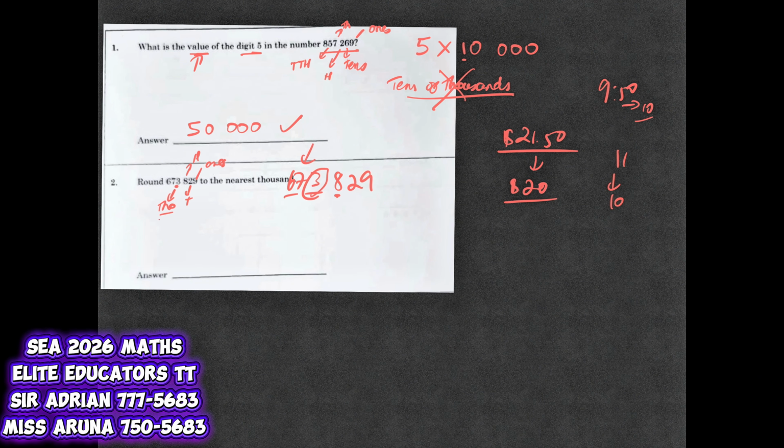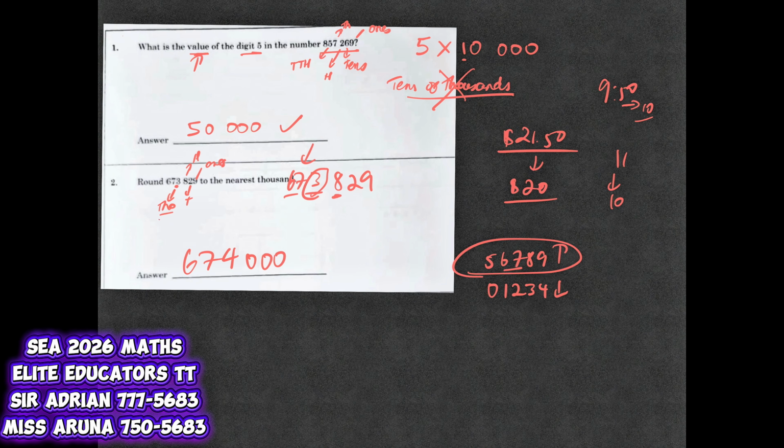Does it fall into one of two categories? If it falls into 0, 1, 2, 3, 4, we round downwards, or if it falls into 5, 6, 7, 8, 9, we round upwards. And this 8 falls in 5, 6, 7, 8, 9, and because it is 5 or more, we must round up the thousands digit. So that 3 becomes 4. So the answer is 6, 7, 4, and then we just add 0, 0, 0.